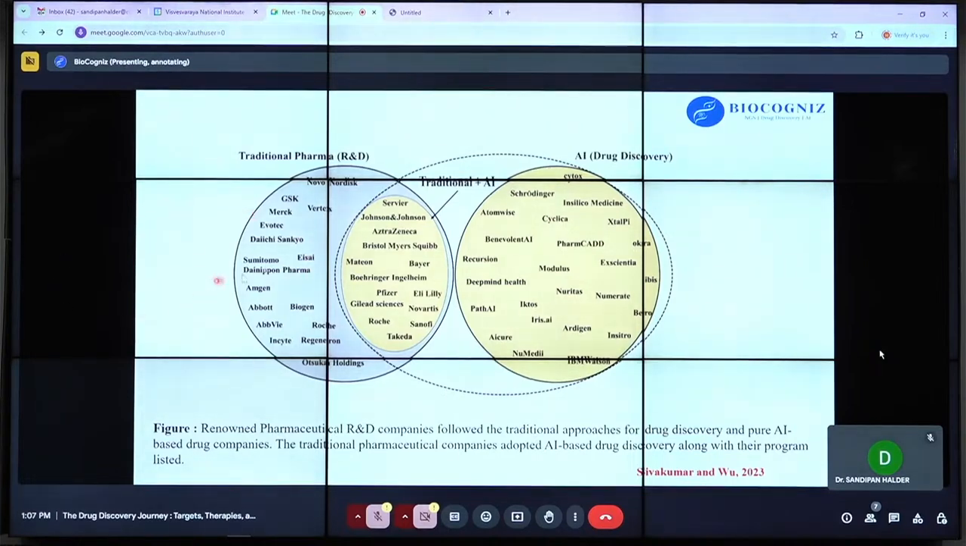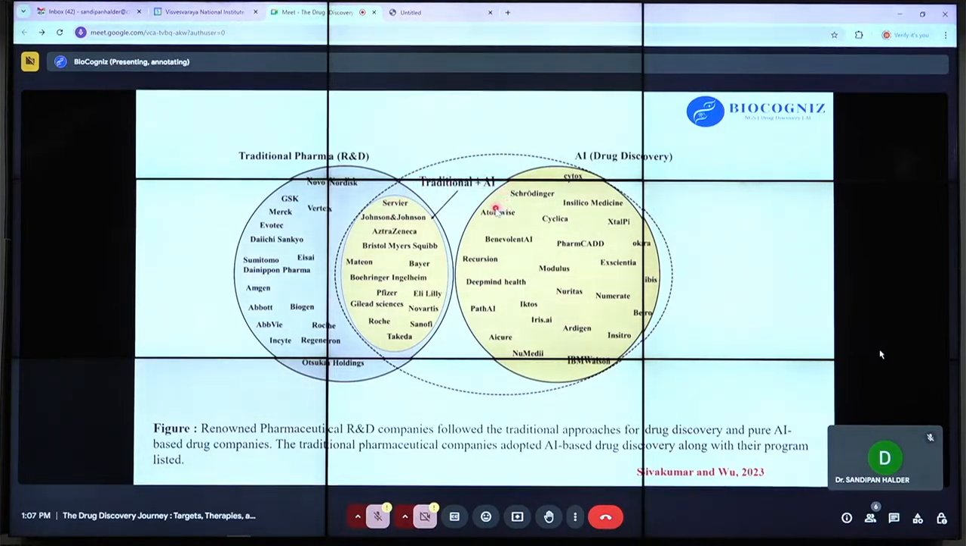But if you see here, a part of the traditional pharma companies are actually coming into AI-based roles also. And there are some pure AI companies like Insilico Medicine, Atomwise, and others that also exist. So now traditional companies are also coming into the AI-based or computational space. Already they are using computational methods.